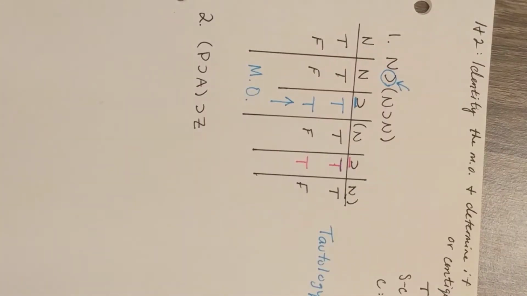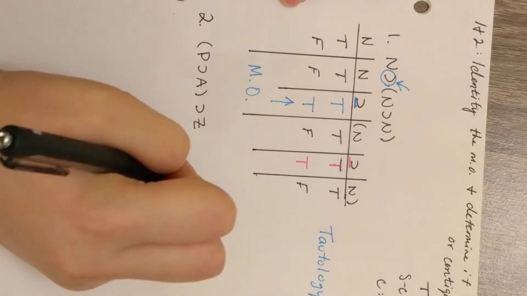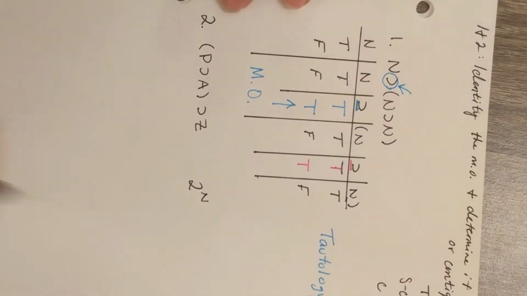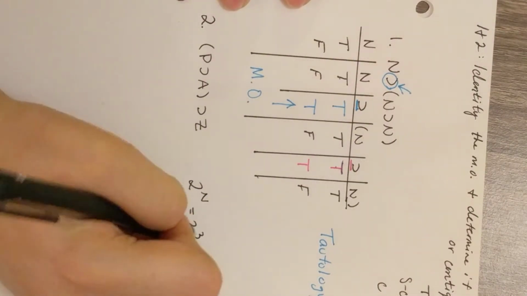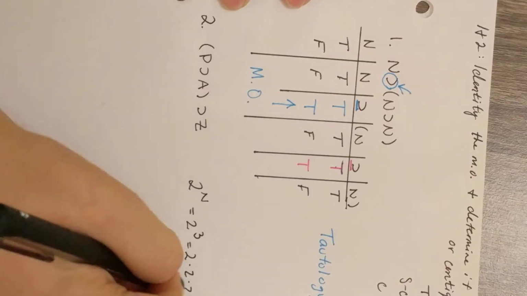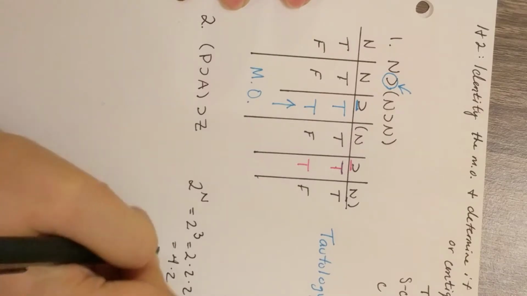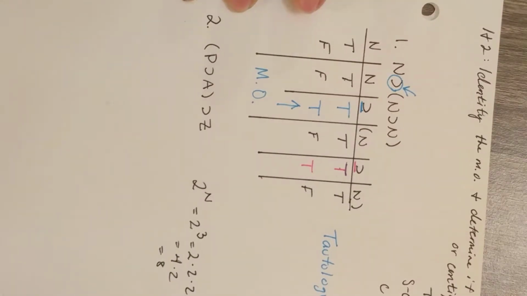So then the second one is if P then A then Z. So I have 3 different statements. So I'm going to have 8 rows. So it's 2 to the power of the statements. So 2 cubed is 2 times 2 times 2. 2 times 2 is 4. 4 times 2 is 8. So there's 8 rows.